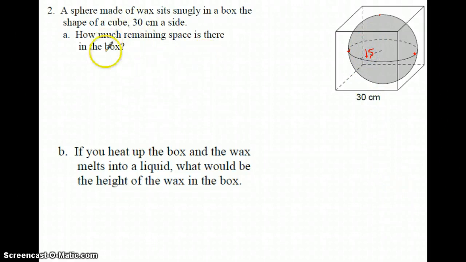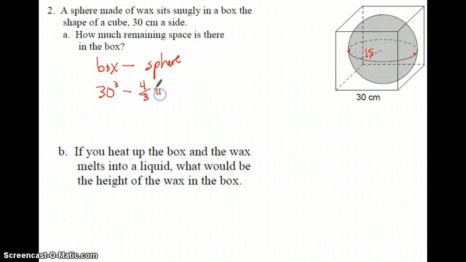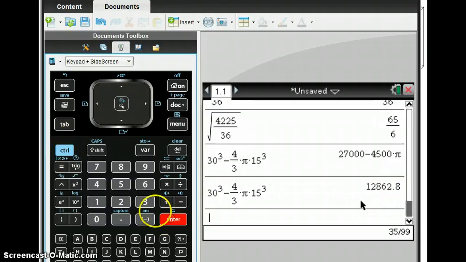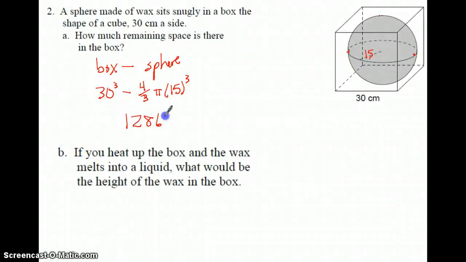How much remaining space is there in the box? Okay, we'll just take box minus sphere. The box is 30 cubed. That's easy. The sphere is, when you know your formulas, not that bad. 4/3 pi r, careful, r is 15 cubed. Okay, which you can just do on the calculator, and it gives you this nice, perfect answer, or you can actually get a decimal, and it's something like 12,862.8. But, of course, I like this better, 27,000 minus 4,500 pi.